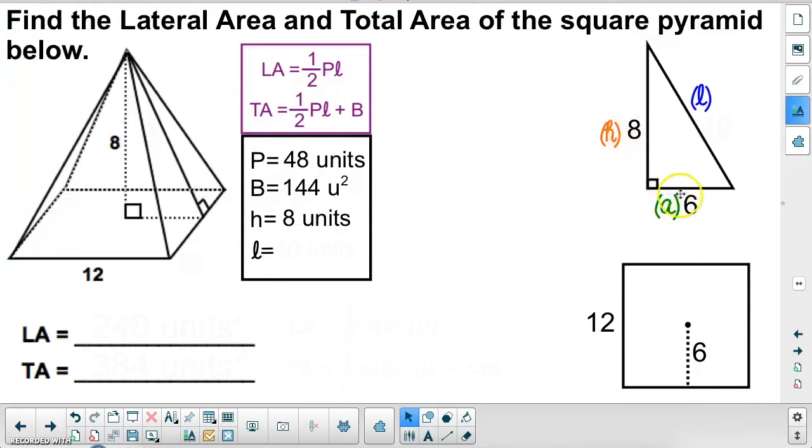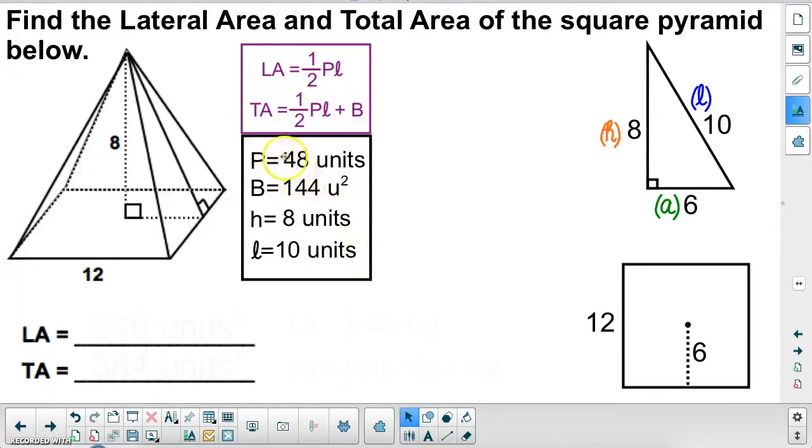Now we have two sides of that right triangle, so now we can use Pythagorean theorem to solve for the third side. 6 squared plus 8 squared equals x squared. When we solve Pythagorean theorem, we're going to get 10 units. So our slant height is 10.